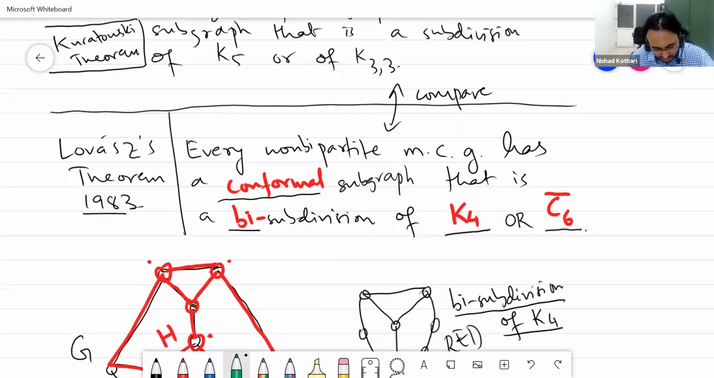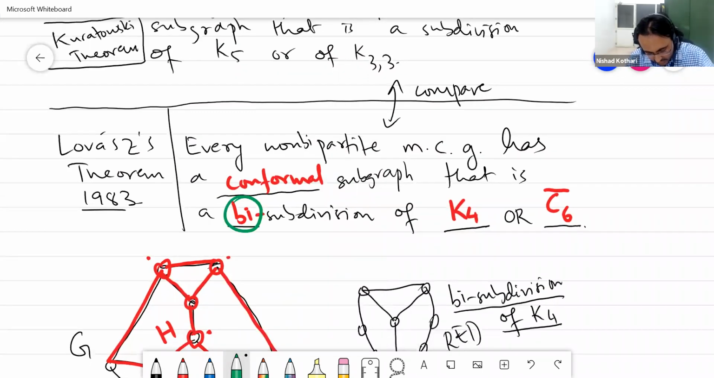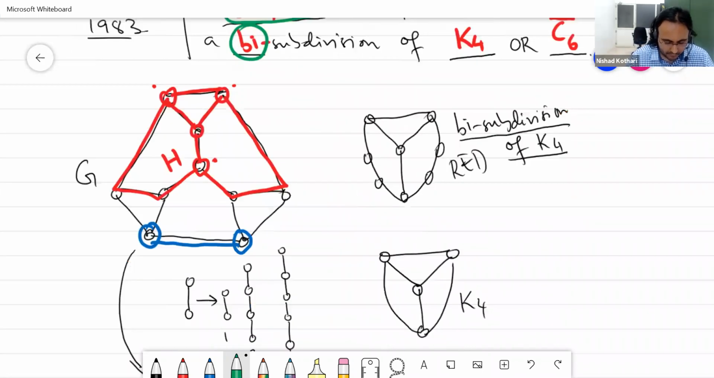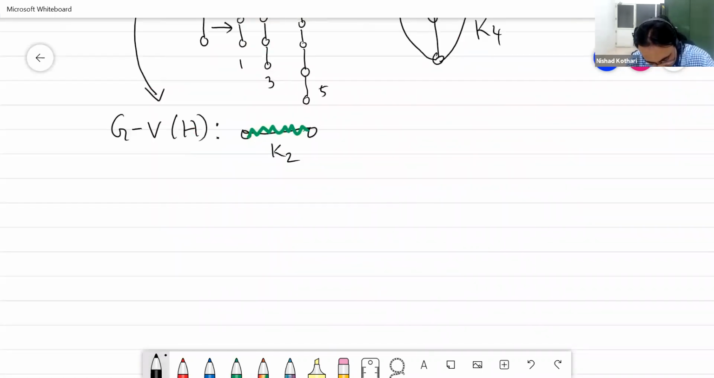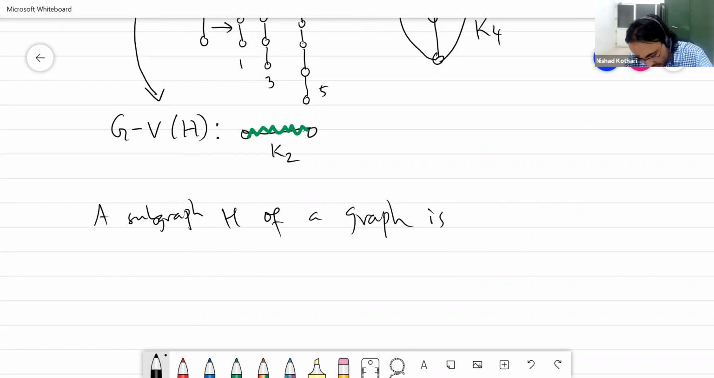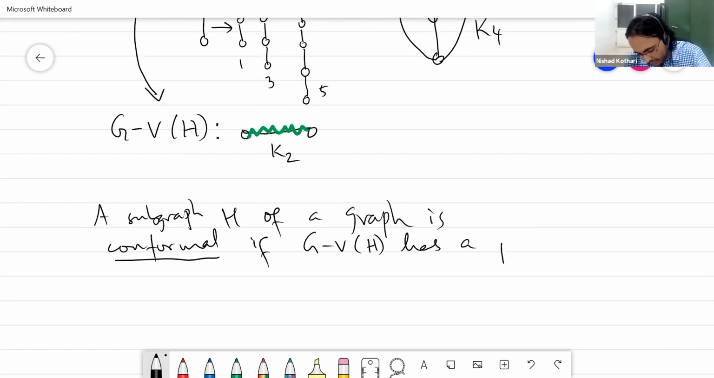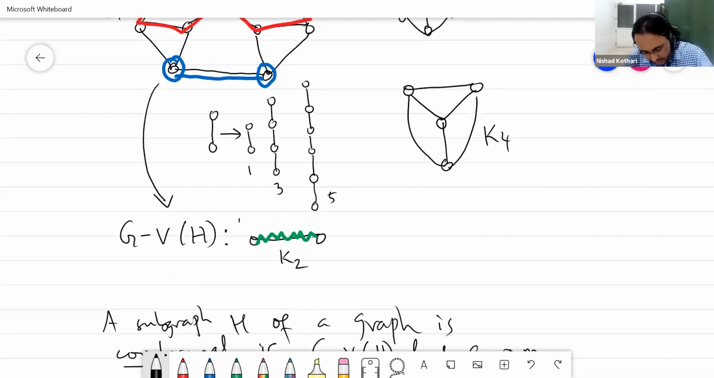So I've defined what bi-subdivision is. So this is done. Now I'm defining what a conformal subgraph is. And so the definition is that a subgraph H of a graph G is conformal if, when you delete the vertices of the graph, the remaining graph has a perfect matching. Okay? So in this case, it is very easy because it's just K2 and K2 has a perfect matching, right?